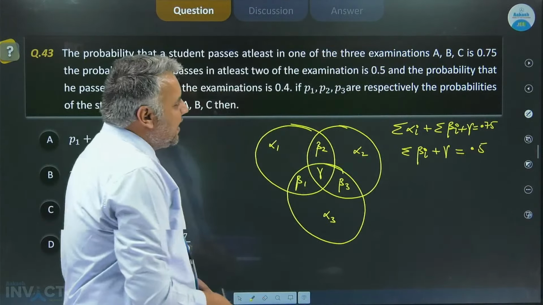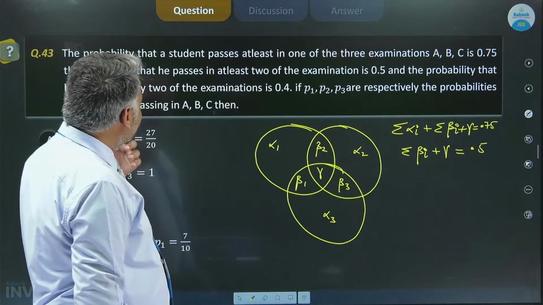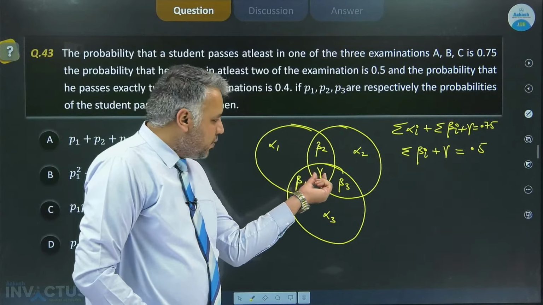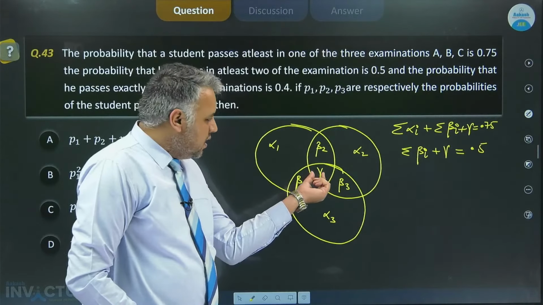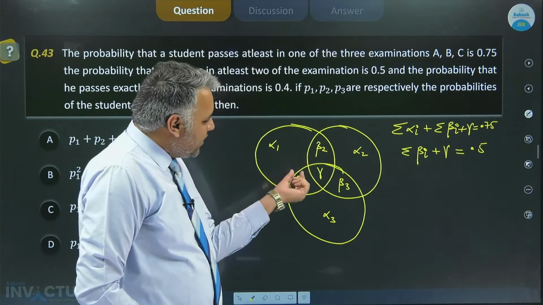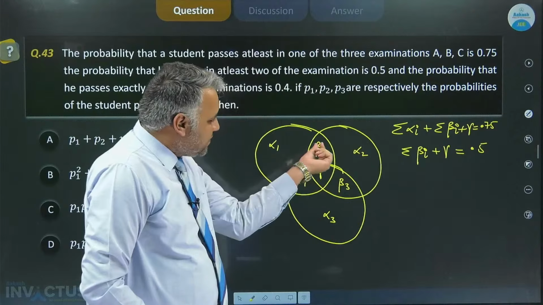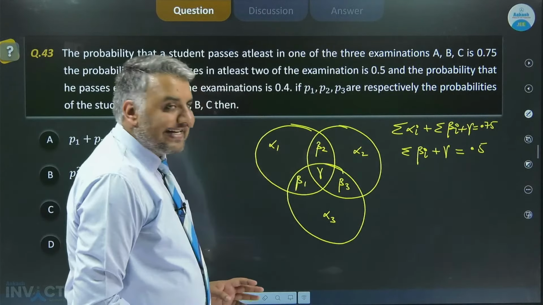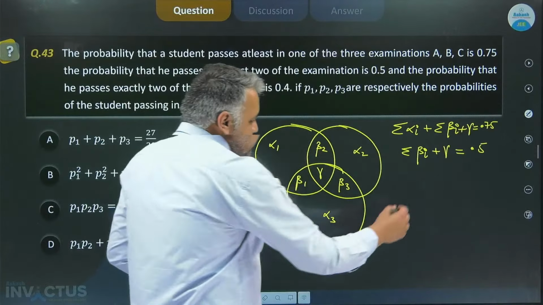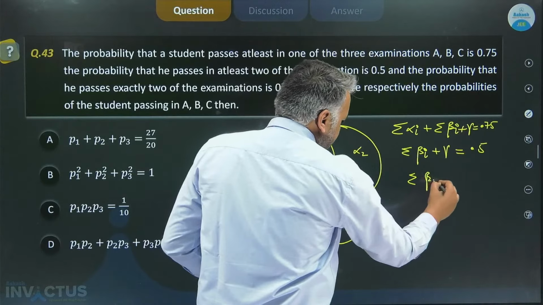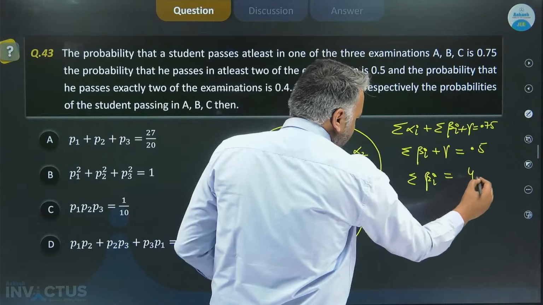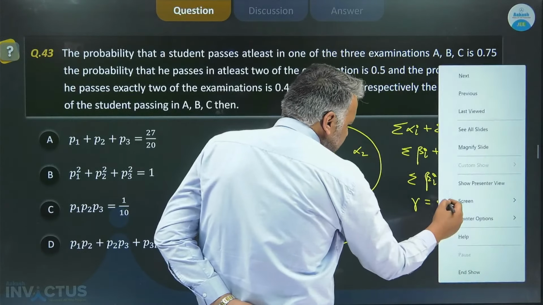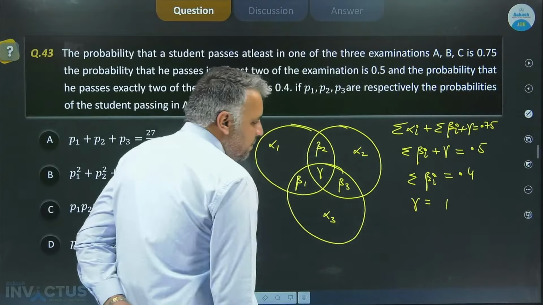Now he is saying that he passes exactly two of the examinations, that means we want to ignore this portion, because in this portion he passes all three examinations. So if he passes exactly two exams, that means beta 1 plus beta 2 plus beta 3. These are the three regions in which he passes exactly two of the examinations. So summation beta I is given as 0.4. So that means gamma is 0.1, simply.